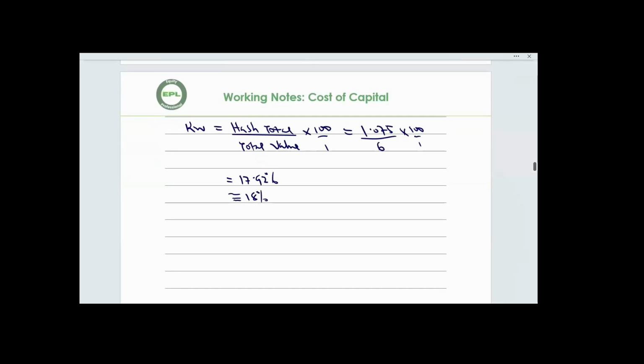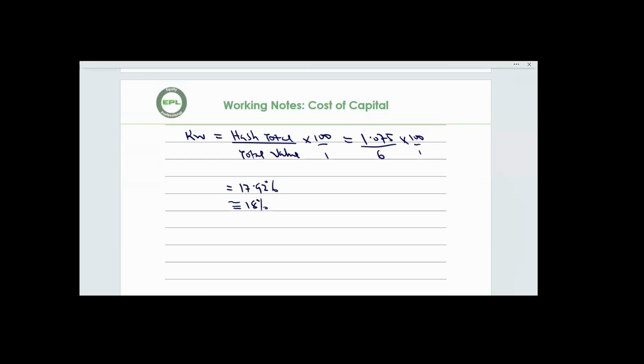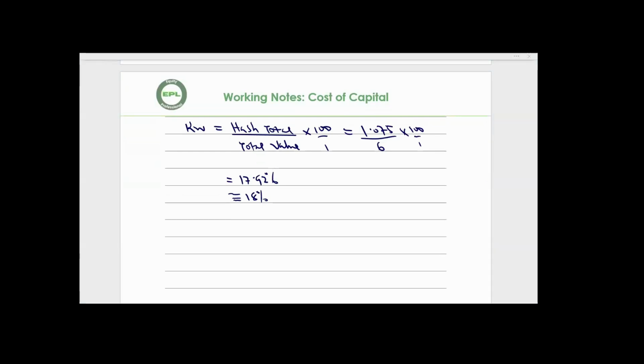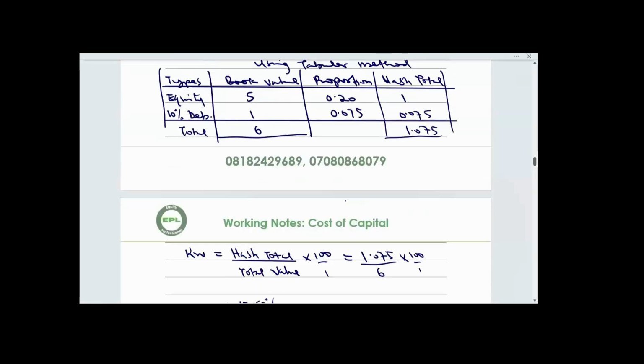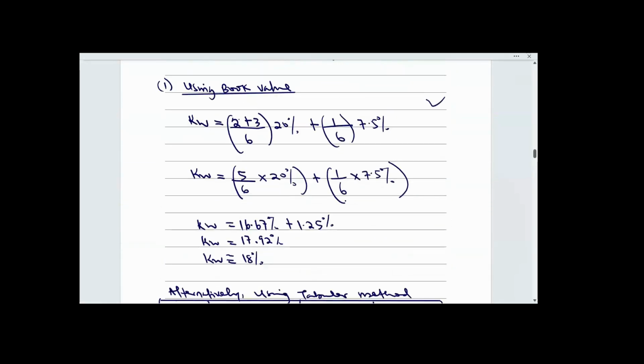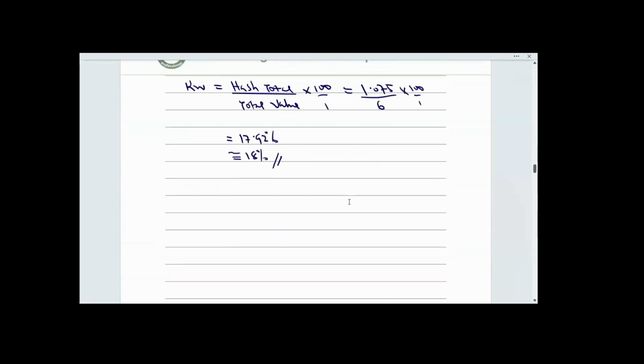Let's confirm. 1.075 divided by 6 multiplied by 100. Okay. So we have 17.92%. That's it. Whether you use a tabular method or formula, you are expected to have the same answer. All right. So, now, using market value.